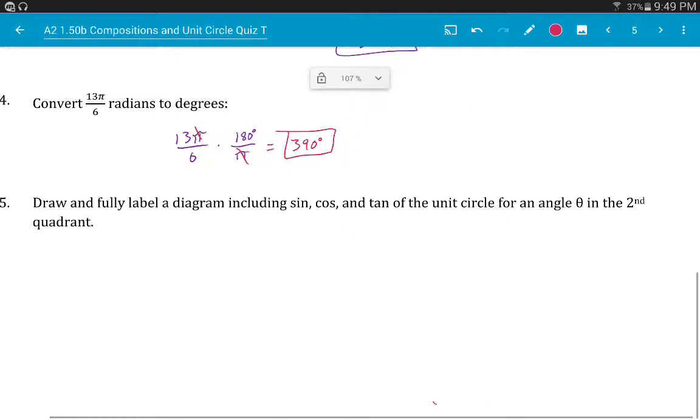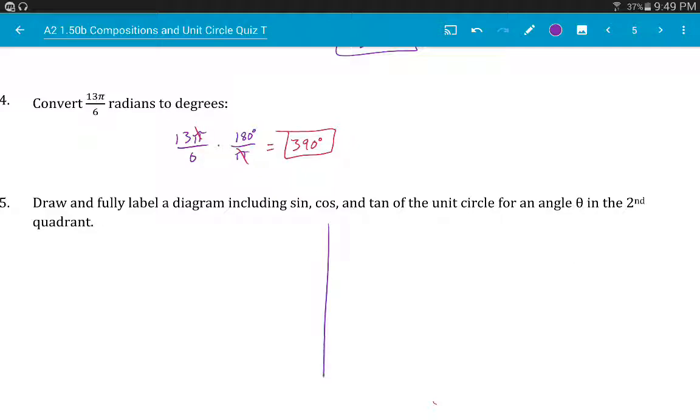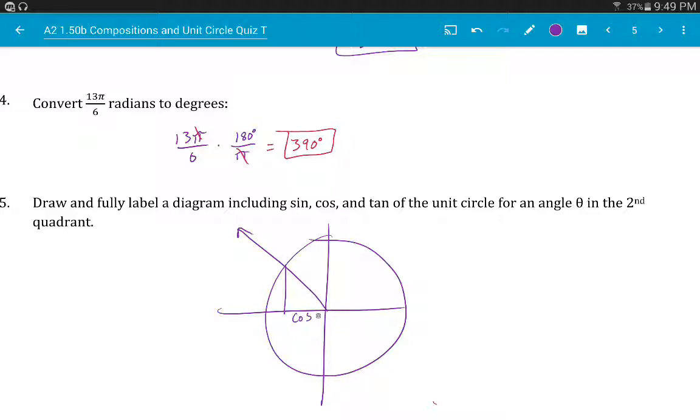Draw and fully label a diagram including sine, cos, and tan of the unit circle for an angle theta in the second quadrant. So second quadrant, that's up here. Draw my line. This is cos. This line is sine. This is 1, but it doesn't matter. And project this back this way, and this right here is tangent of theta.